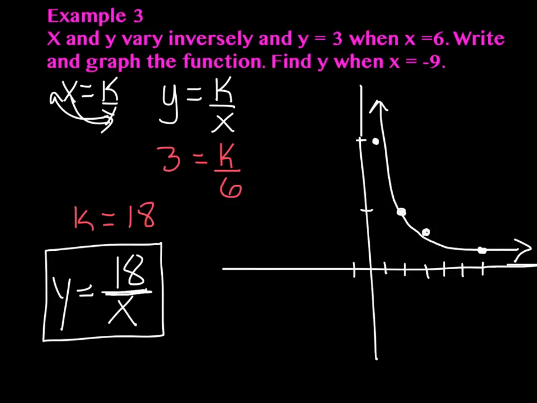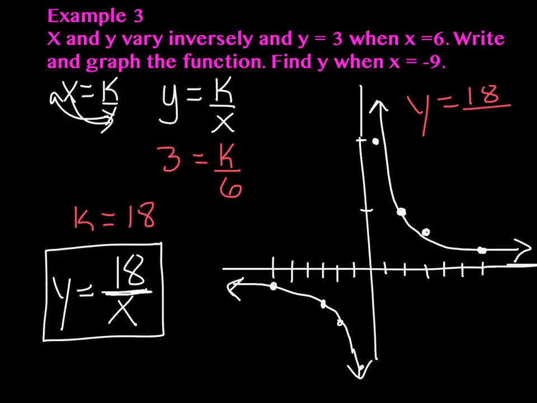If we went with negative 1, we would have negative 18. And negative 2, we'd have negative 9. And negative 3 would be negative 6. And negative 6 would be negative 3. It would look a lot like the other side. It would reflect around the origin here. So that's what our graph looks like. And then we were asked to find y when x is negative 9. So then we're just plugging stuff in. Y equals 18 divided by negative 9. Y equals negative 2.